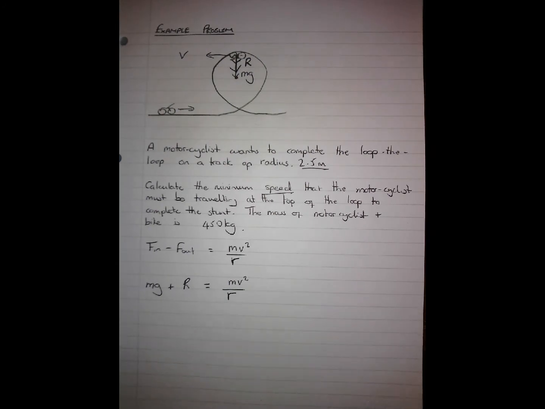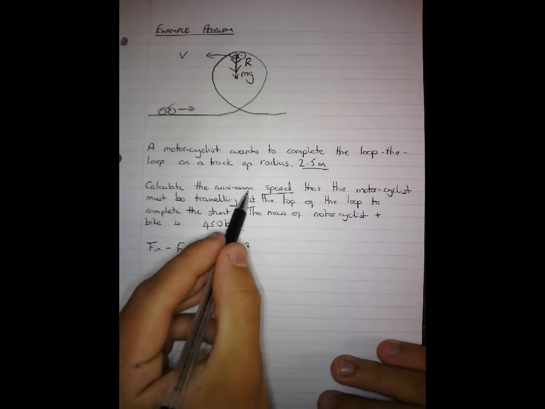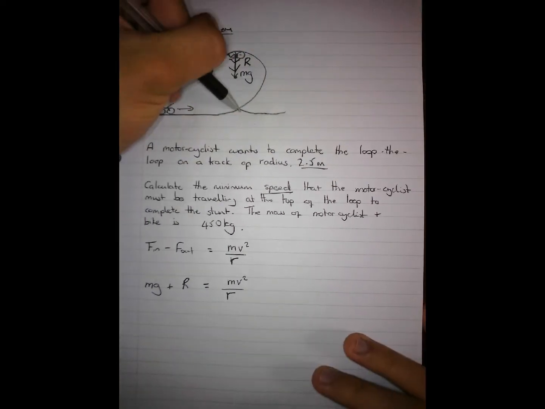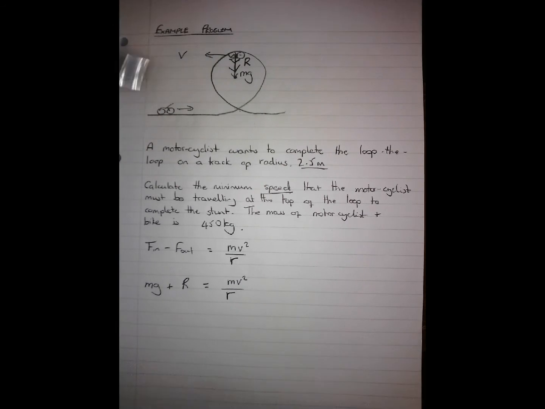But this then comes back to what we were saying about conditions and thinking about the problem. We've been asked for the minimum speed. And we know that anything above that minimum speed, the motorcyclist will complete the loop without a problem. But we've got to think about what we mean by completing the loop. And what we mean by that is for the entirety of this track, the motorcyclist must stay in contact with it.